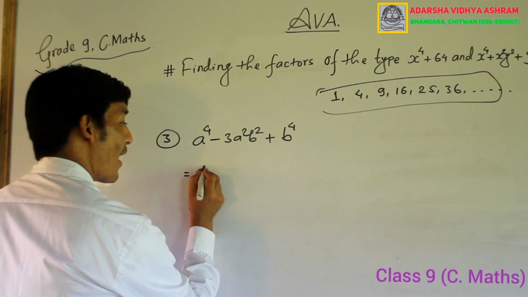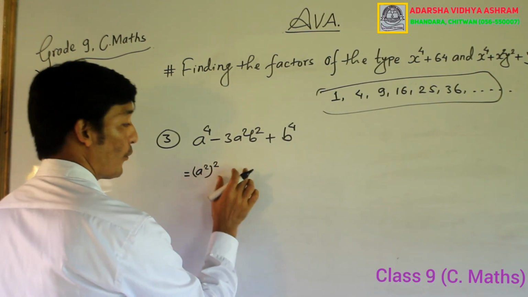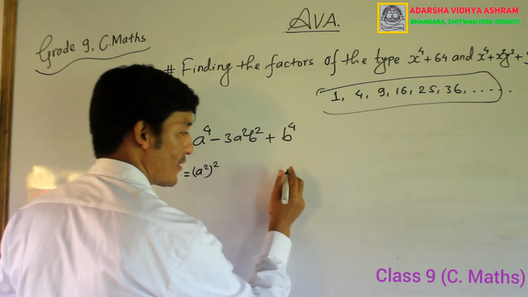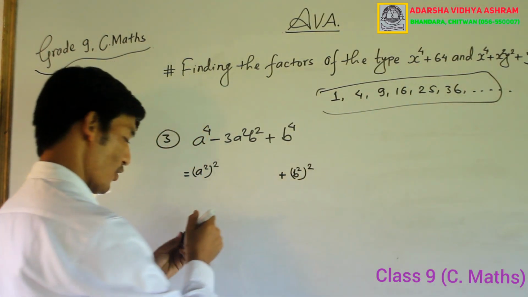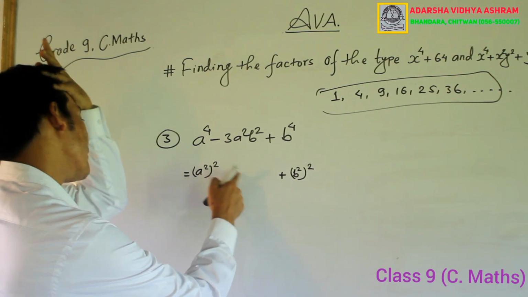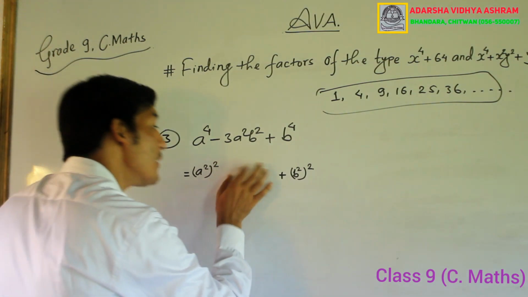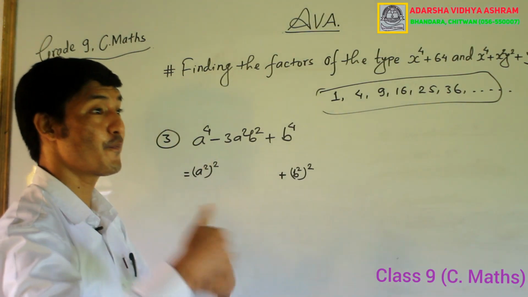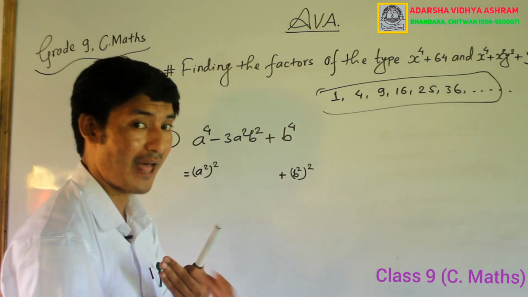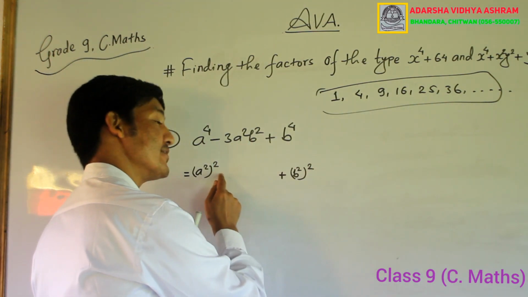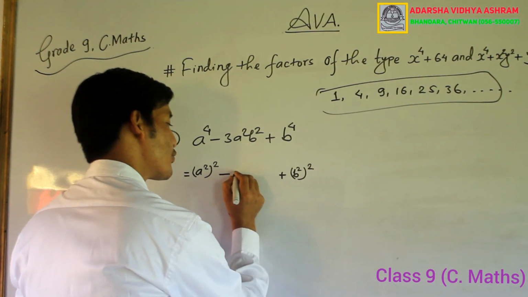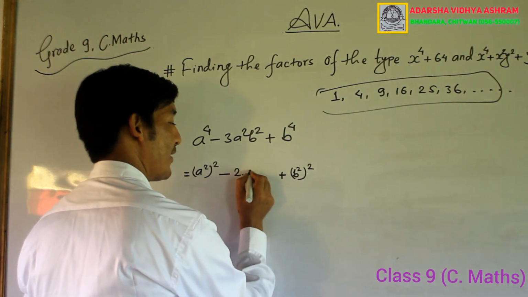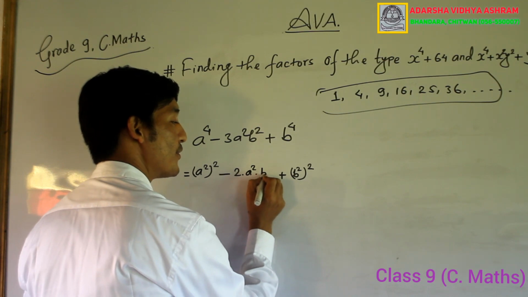This is a square whole square, no doubt. We leave some space here, similar one, and b square whole square, that is b power 4 automatically. And at first we think here minus 2ab. If minus 2ab is not appropriate, then finally we can change here to plus, no problem. First we can put minus here. 2 means 2 same, a means a square, b means b square.